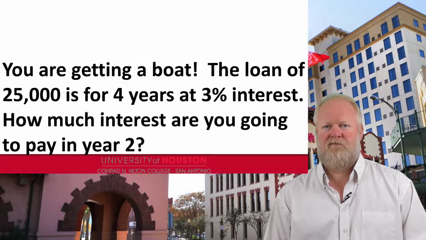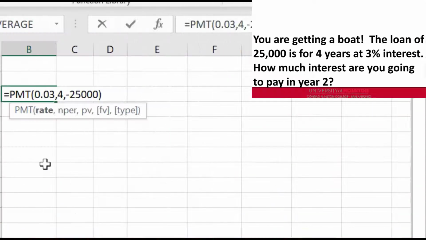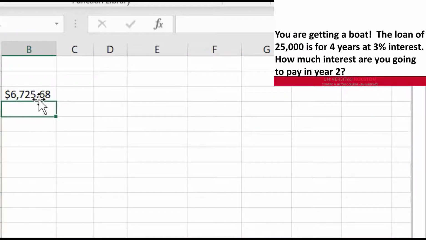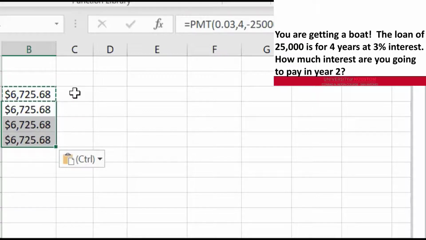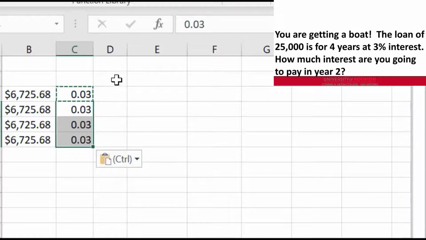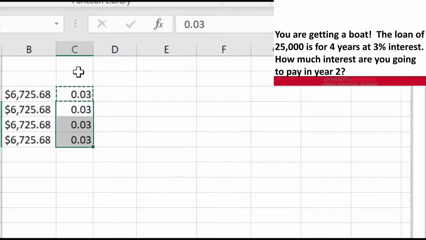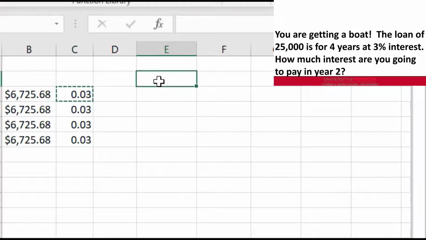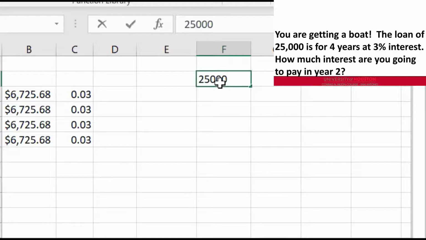That's great, but how much interest are you going to pay in year 2? To calculate how much we're going to pay in year 2 in interest, we need to create an amortization chart. We'll put the payment in for each of the 4 years. We'll put in the interest rate at 3% for each of the 4 years. We don't know the interest dollars yet. We'll have to calculate that. We don't know the principal dollars yet. And we do know the balance, and it's offset by 1, and it's $25,000.